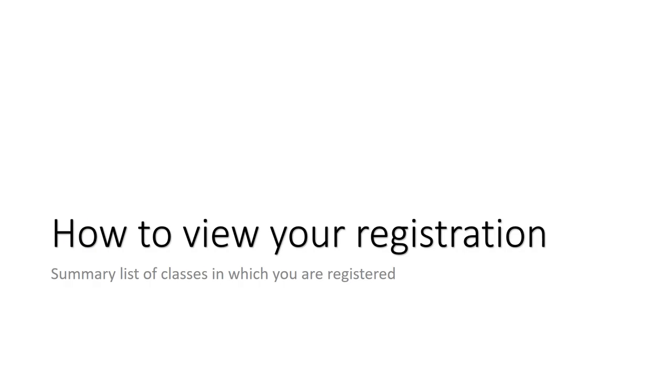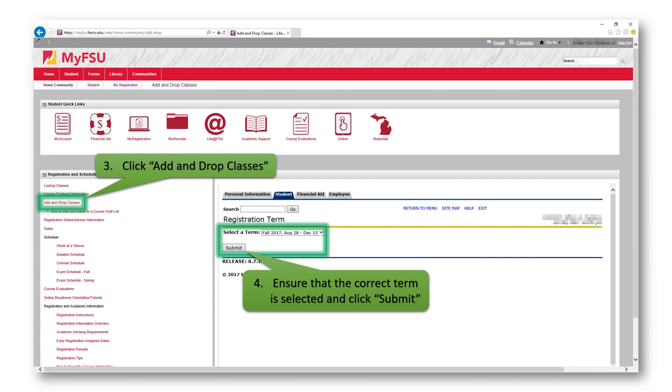This next section will show you how to review your registration and a summary of classes. In the left-hand column, click on Add and Drop Classes. Please note, the computer system will always ask you which term you would like to review. For this example, we want you to actually click on Fall 2020, so you can be looking at your Fall 2020 courses.